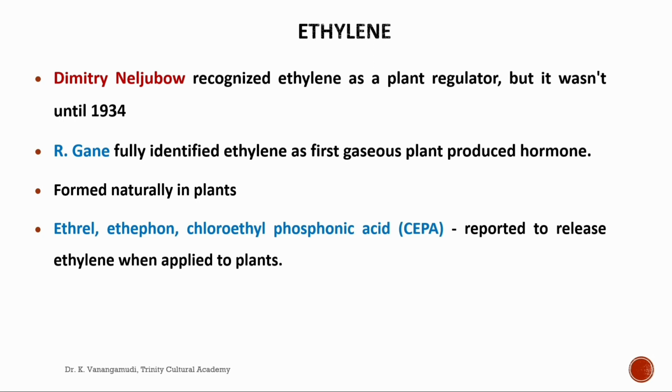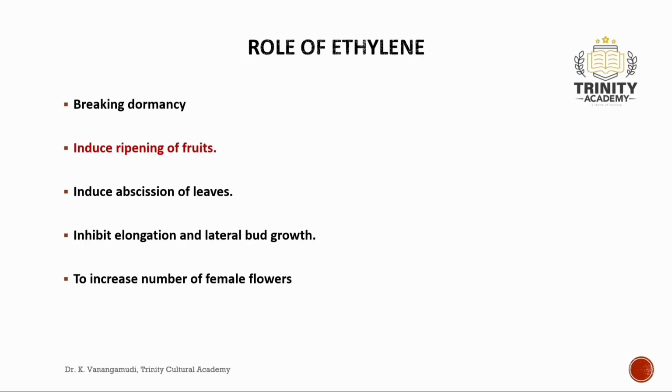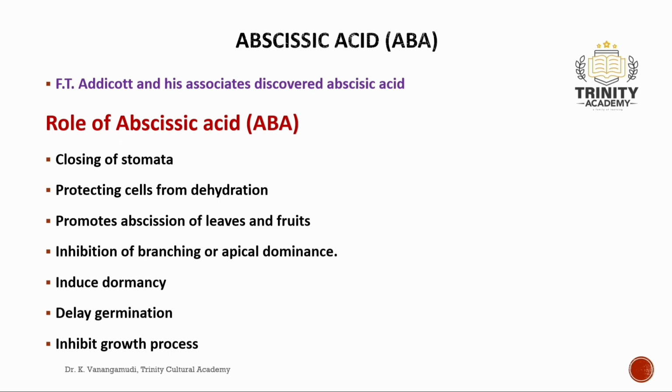Let us see role of ethylene in plants. It helps in breaking dormancy, it induces ripening of fruits, induces abscission of leaves, inhibits elongation and lateral bud growth, and it increases the number of female flowers. The very important point here is induces ripening of fruit and it increases number of female flowers in case of cucurbits. Next growth inhibitor is abscisic acid, in short ABA.